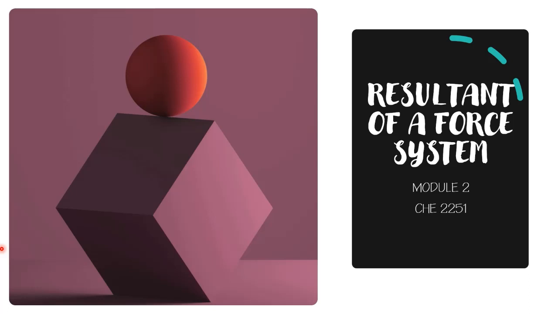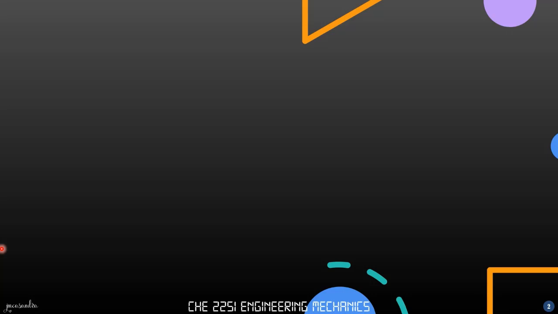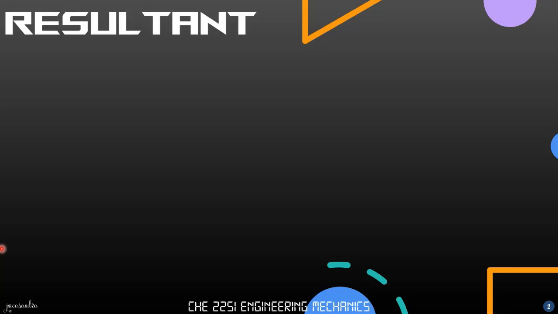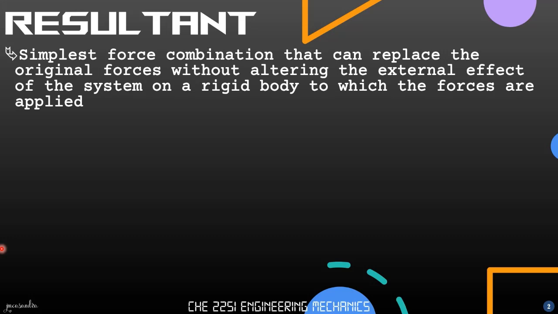Good day. Today we're going to discuss Module 2 of the subject CHA 2251, covering the topic resultant of a force system. To begin with, let us define resultant, which is the simplest force combination that can replace the original force without altering the external effect of the system on a rigid body to which the forces are applied.